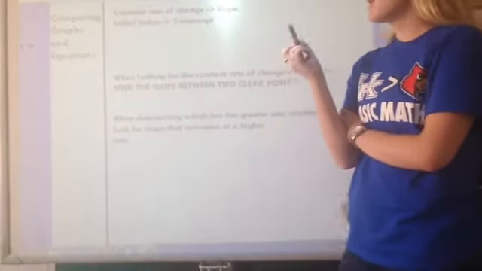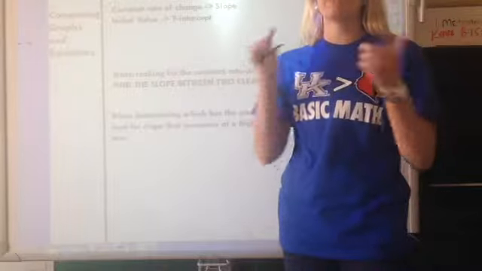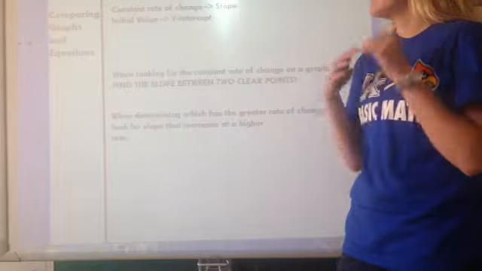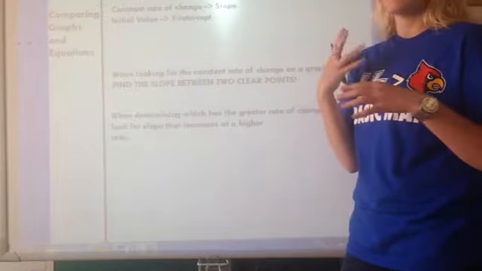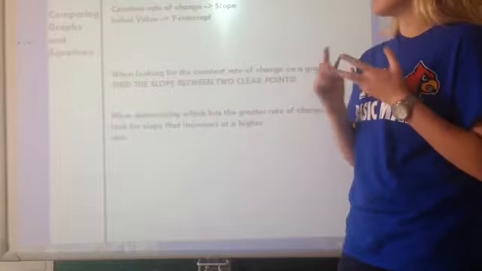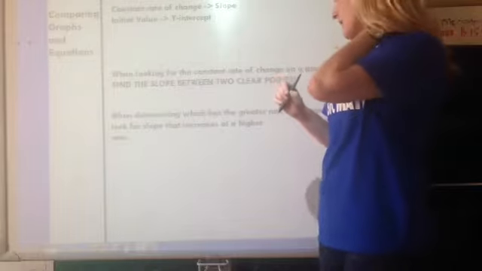Hey seniors, today we're going to start talking about comparing graphs and equations. This whole unit we've been working with linear functions and y equals mx plus b, and none of that's going to change, except today we're going to be talking about which has a greater rate of change between equations and graphs. And it's pretty simple, but we just kind of got to get the hang of it. So let's go ahead and jump in.